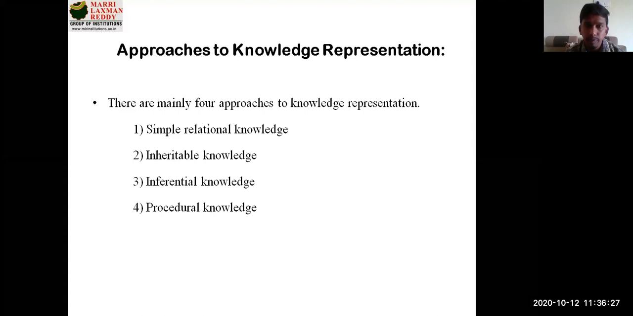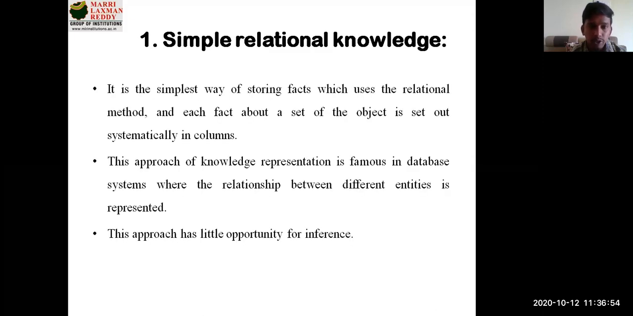The same concept was discussed in the previous session, but unfortunately that is not part of your video. Let's again try to summarize these concepts. There are four approaches basically to represent your knowledge for your intelligent machine. First is simple relational knowledge, second is inheritable knowledge, third is inferential knowledge, and fourth is procedural knowledge. Let's quickly start with what simple relational knowledge actually is.